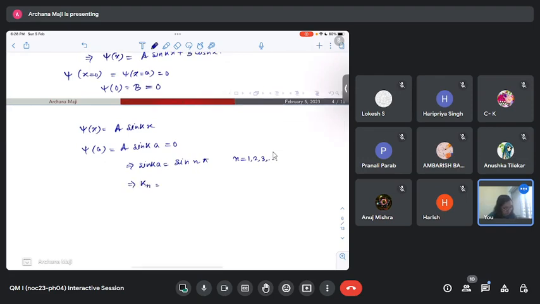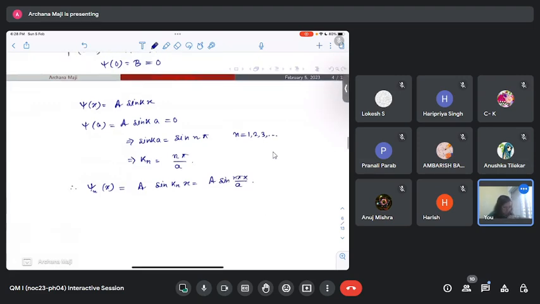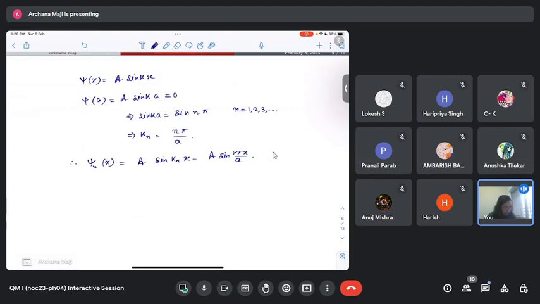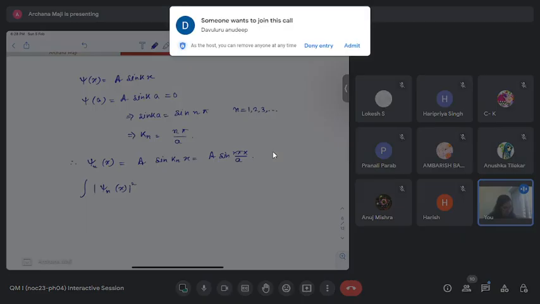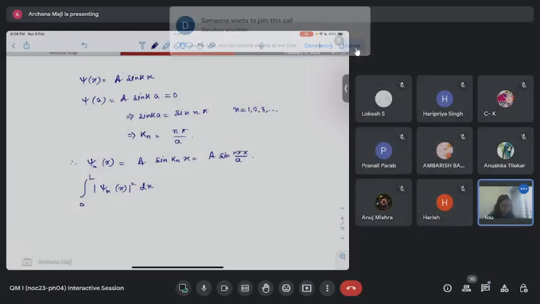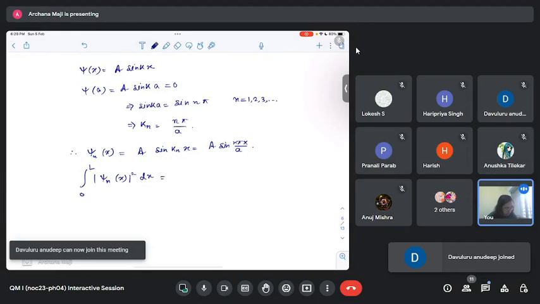So k should be n pi over a. Therefore, the wave function, which depends on n, is a sine n pi x over a. Okay, and then we also need to normalize the wave function. For that, we just take the mod square of the wave function and integrate over the region where the wave function is non-vanishing and equate it to 1.